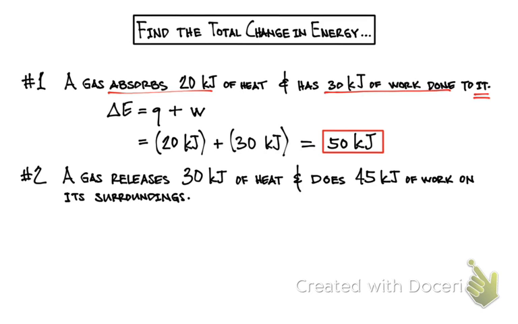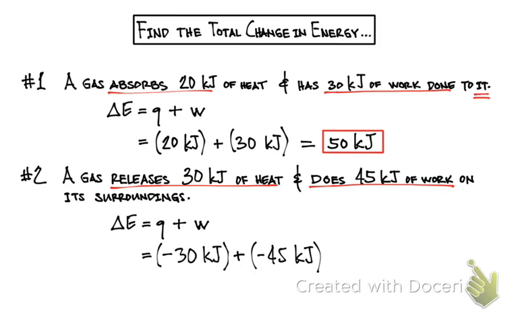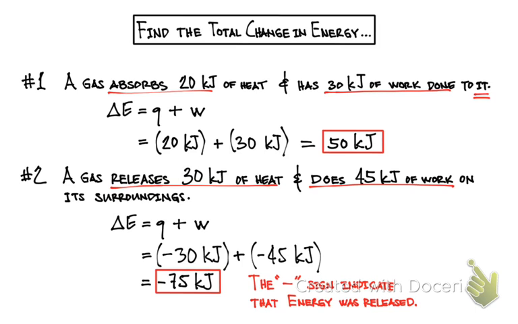Second problem here, a gas releases 30 kilojoules of heat and does 45 kilojoules of work on its surroundings. Since the gas released heat, we give it a negative sign, negative 30 kilojoules. And because work was done by the system, we give it a negative sign, negative 45 kilojoules. And this gives us negative 75 kilojoules, which means energy was released.